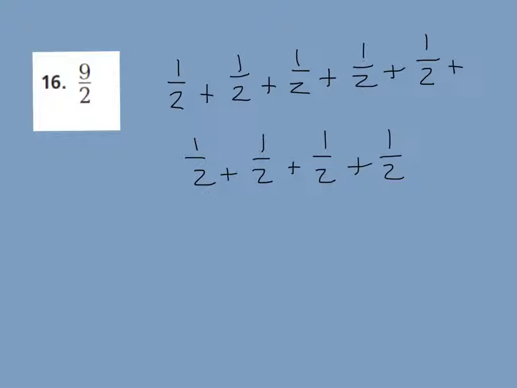Now, remember, to make one whole, you have to group 2 halves. So I can make one whole by grouping a half plus a half is one whole, another half plus a half is a second whole, another half plus a half is a third whole, and a half plus a half is a fourth whole. So I have 4 wholes with 1/2 right here left over. So there is your mixed number.